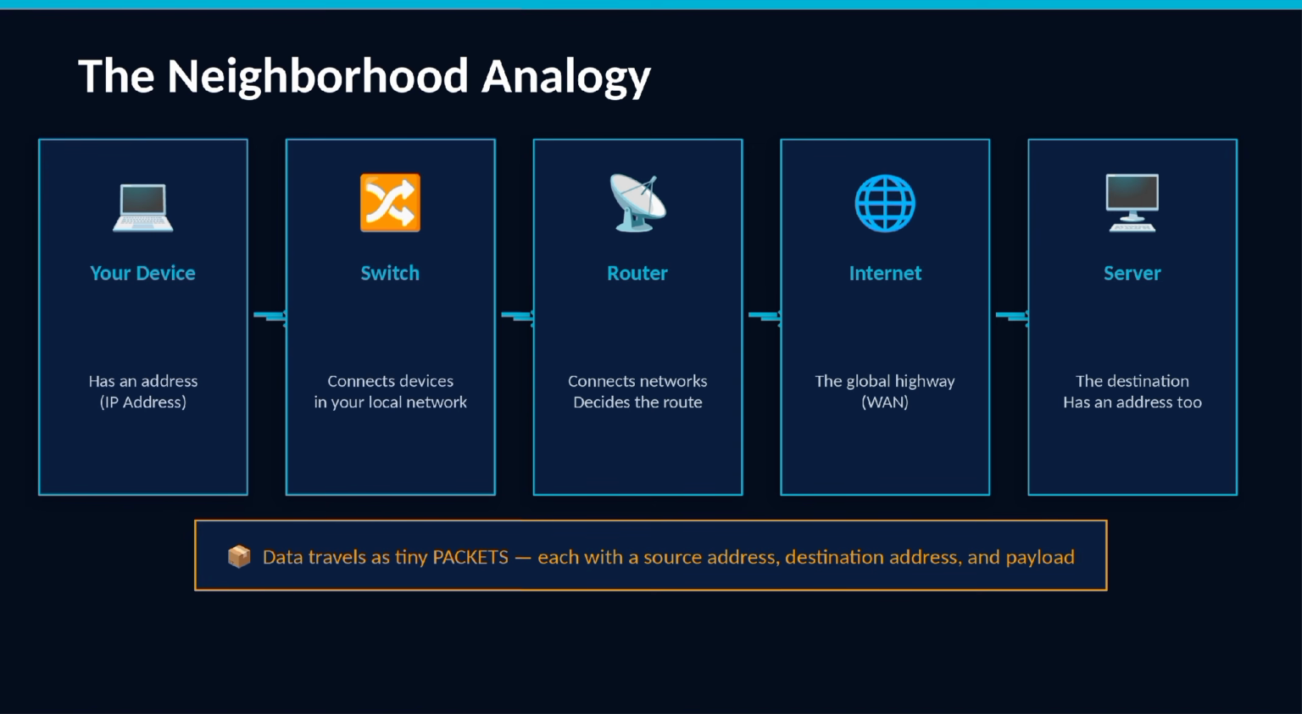Now those devices, they can be anything. A laptop, a phone, a server, a printer, a smart fridge, a security camera, a traffic light, literally anything with a chip and a connection. When those devices can talk to each other, that's a network.